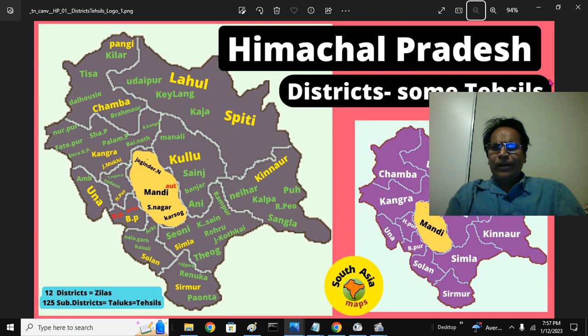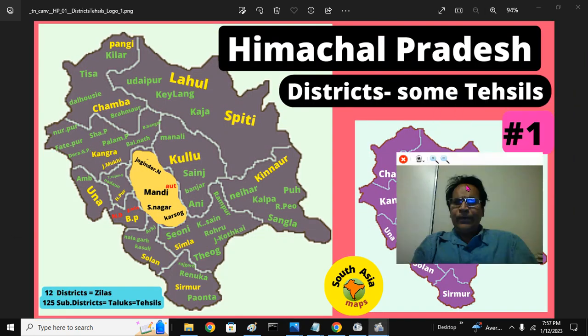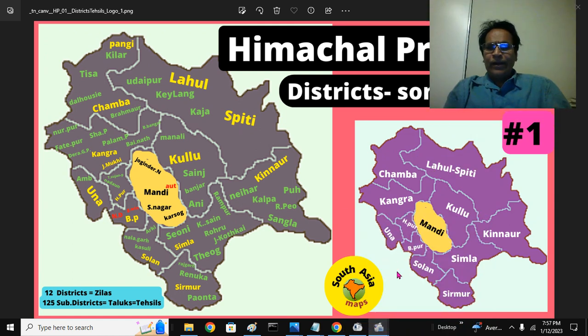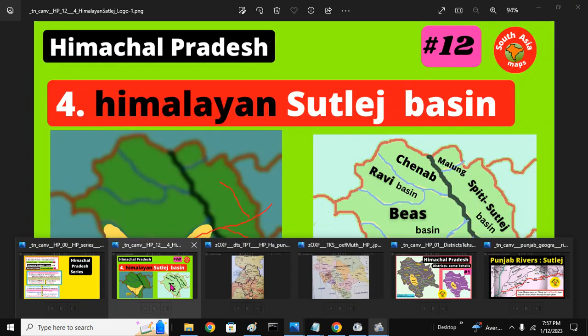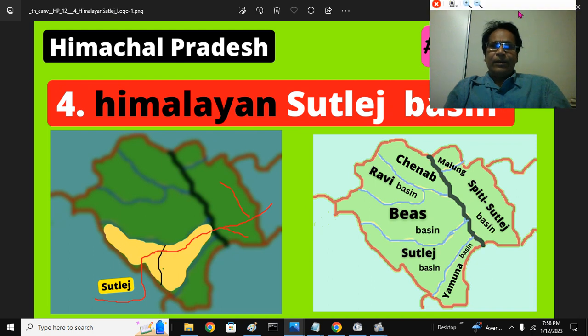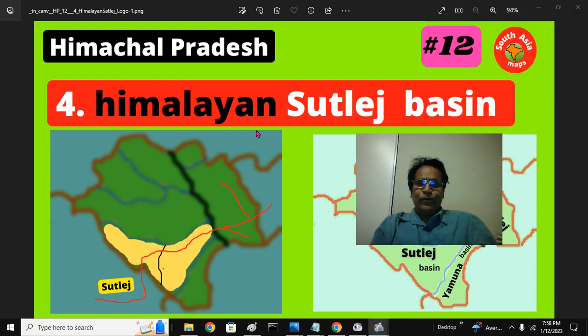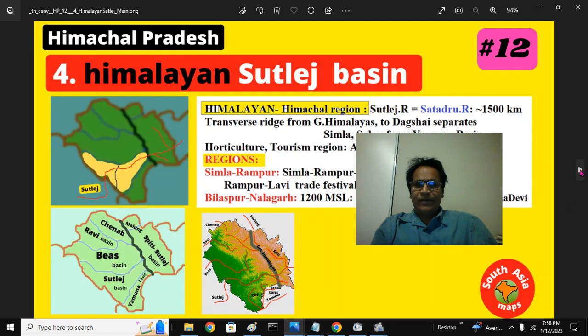I broadly talked about the districts. That helps if you get a good grasp of it. In part 1, I told the districts: Simla, Solan, Sirmur, central Mandi, Una, Hamirpur, Bilaspur, Kangra, Kulu, Kinnaur, Chamba, and Lahul and Spiti districts. We are talking about the cis part of the Sutlej River Basin.